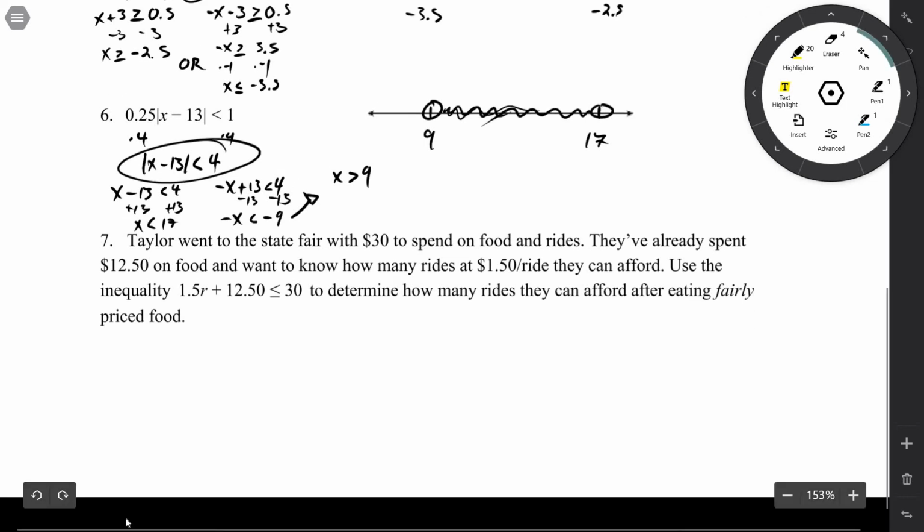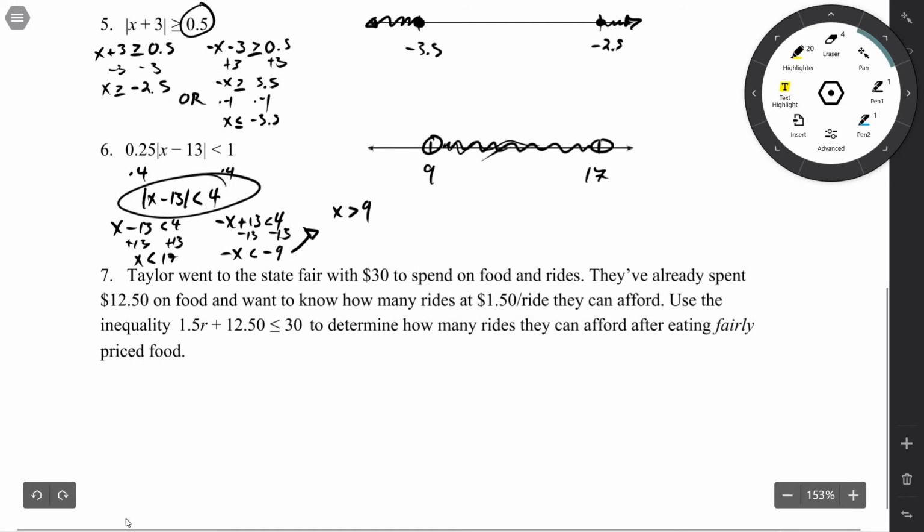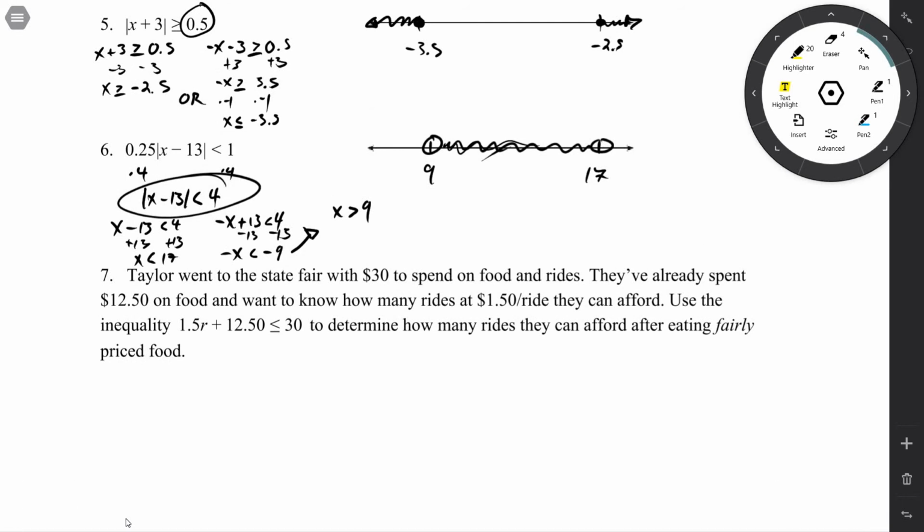Easy enough. For number 7, another word problem. Taylor went to the state fair with $30 to spend on food and rides. They've already spent $12.50 on food and want to know how many rides at $1.50 per ride they can afford. Use the inequality 1.5r plus 12.5 is less than or equal to 30 to determine how many rides they can afford after eating fairly priced food.